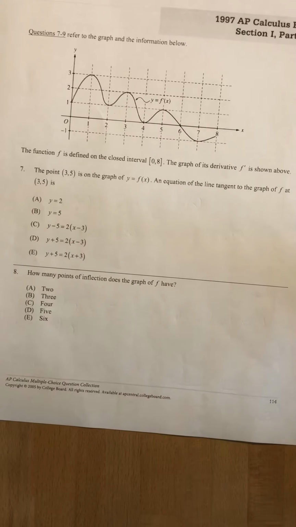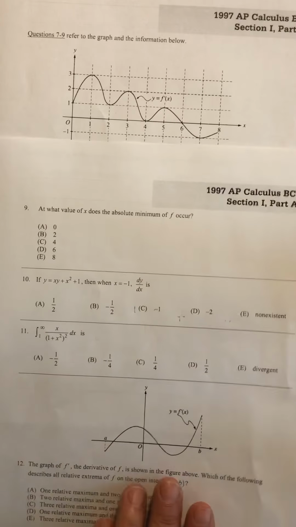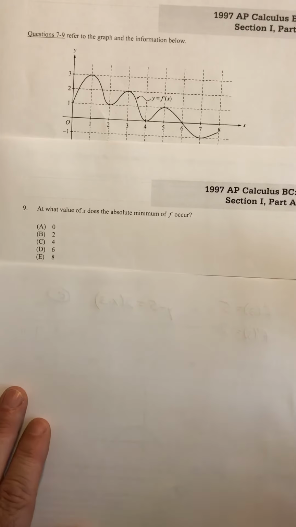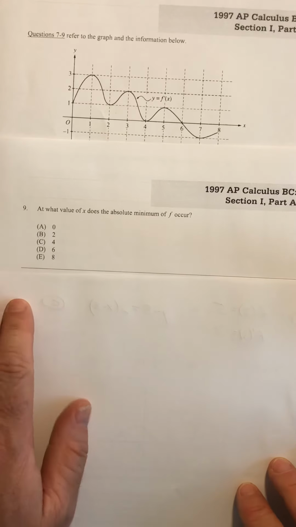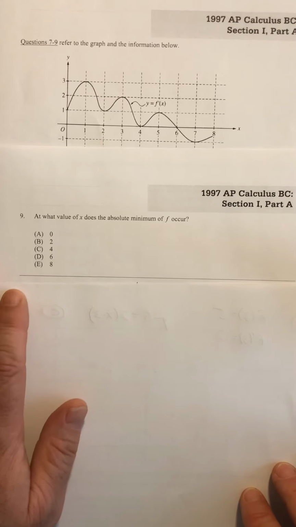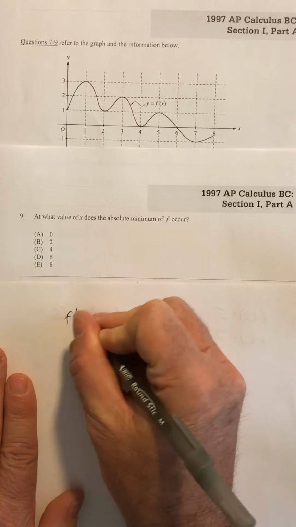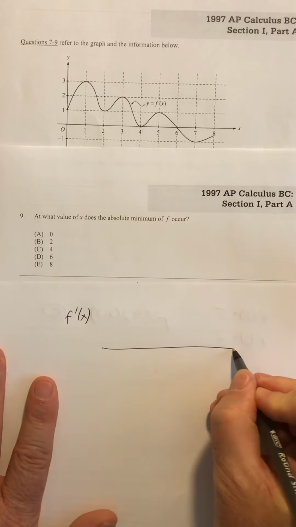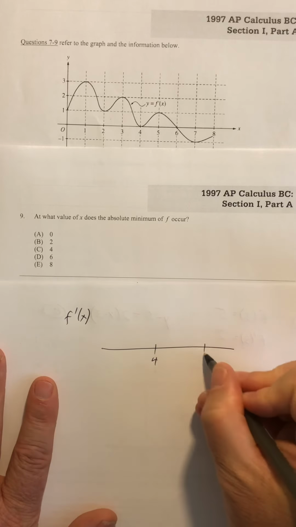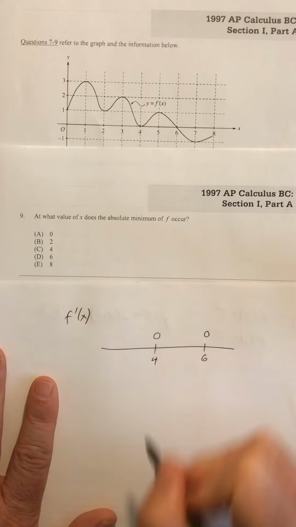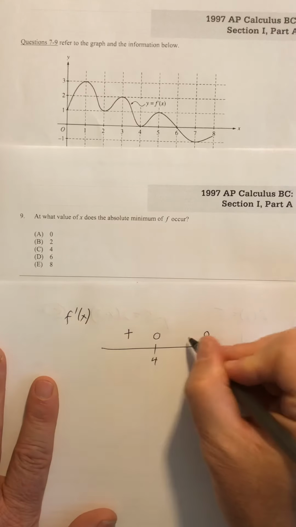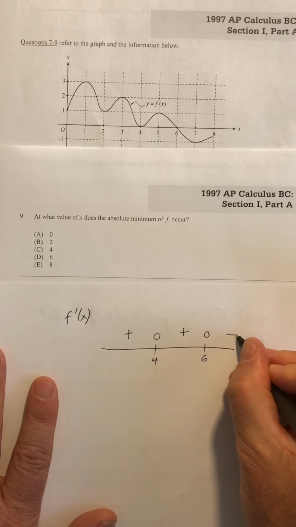All right, let's also jump on, look at number 9. Number 9 says, at what value is there an absolute minimum? So I want to do an analysis of the first derivative. My critical numbers are 4 and 6. At both of those points, the derivative is 0. My intervals are positive, positive, and negative.